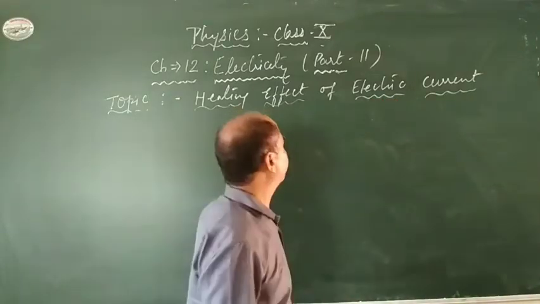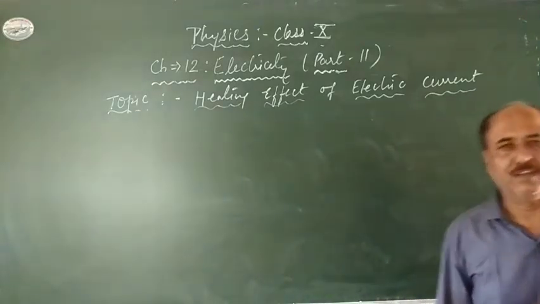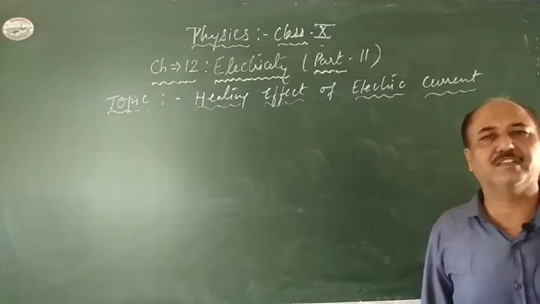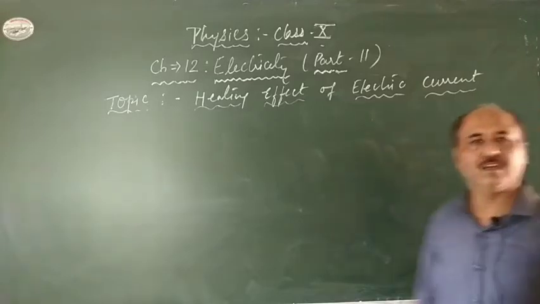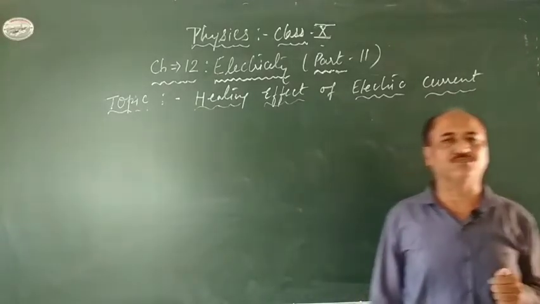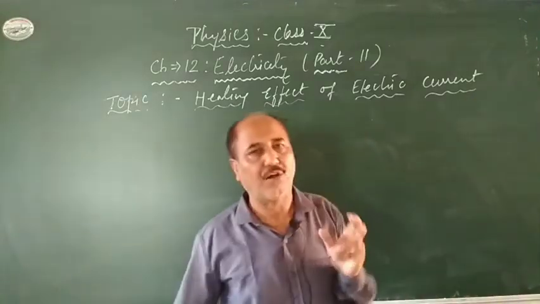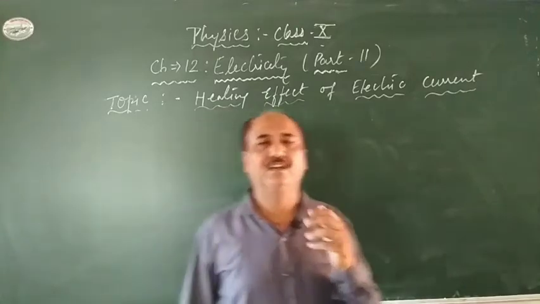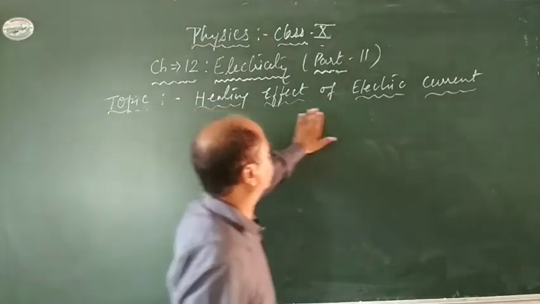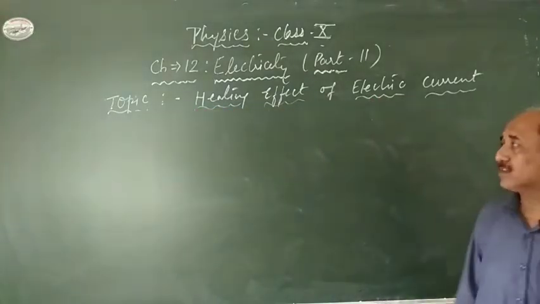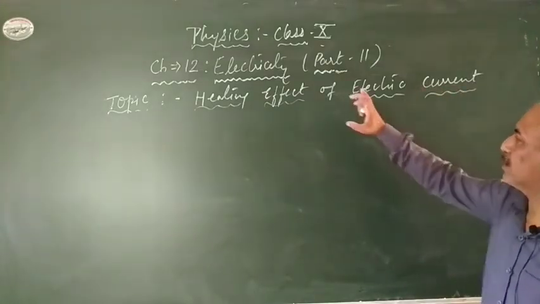When a current is flowing across a high resistance conductor like nichrome wire, which is an alloy, and a high amount of current flows through it, then it becomes red hot, or we can say it starts radiating or giving out heat. This effect is called the heating effect of electric current. Now students, today we will study a small calculation, how to calculate the heating effect.